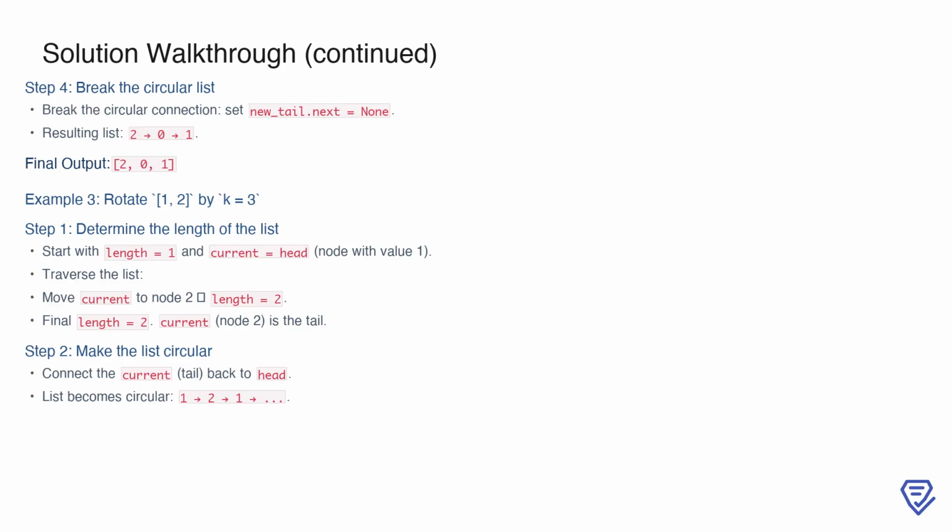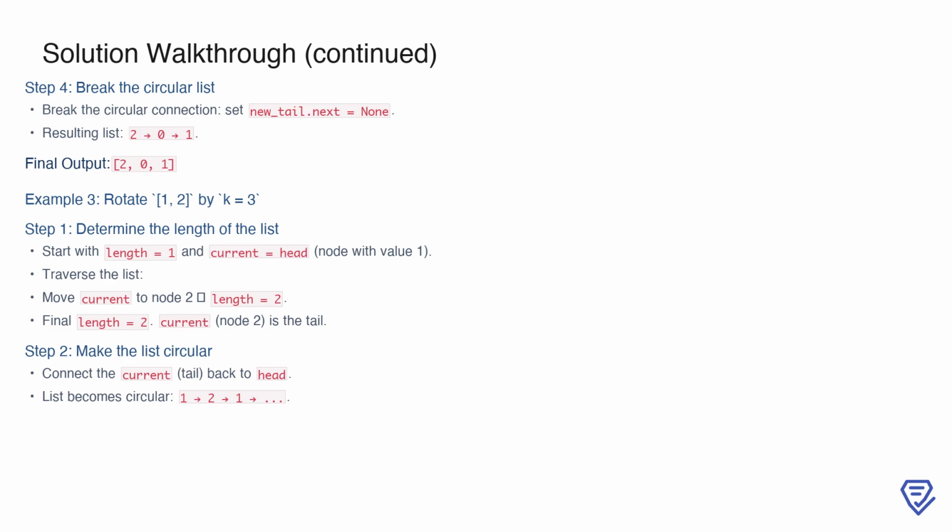Moving on to the third example, we rotate the list 1, 2 by k equals 3. Again, the first step is to determine the length of the list. Starting at the head with the value 1, we move to node 2, resulting in a length of 2.